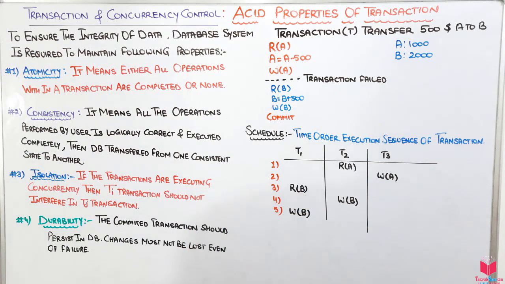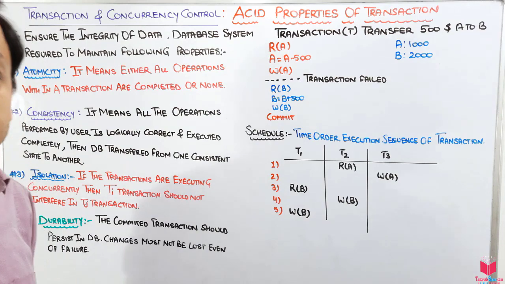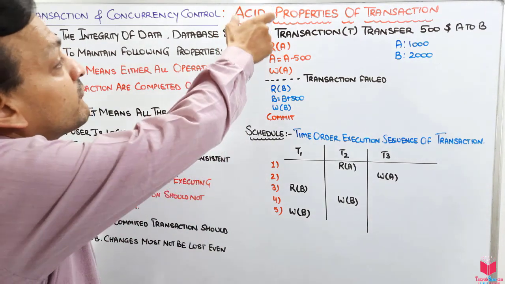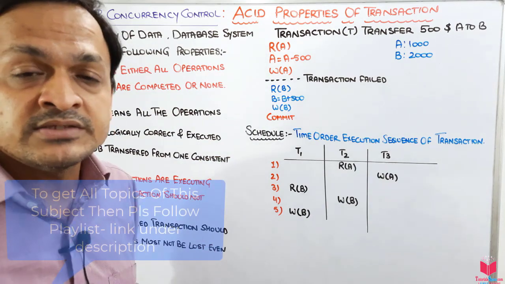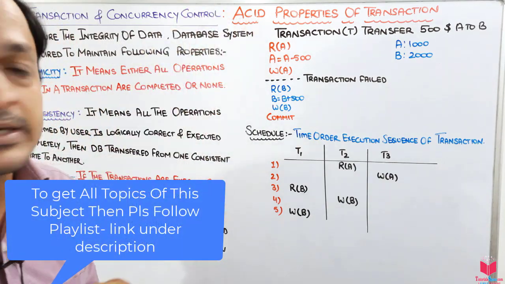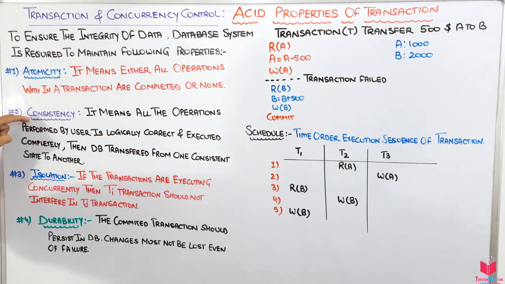To ensure the integrity of data, the database is required to maintain the following properties. To maintain the integrity of data, the database has to follow these ACID properties of transaction. ACID contains four letters, which means atomicity, C for consistency, I for isolation, and D for durability. So let's see what exactly these letters mean in the database under transaction.